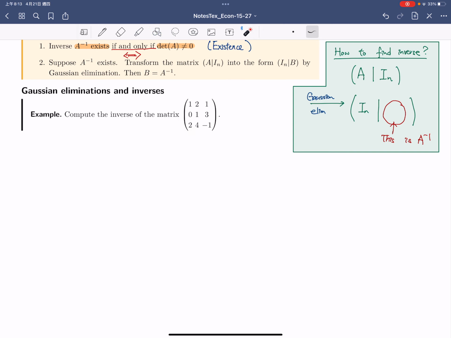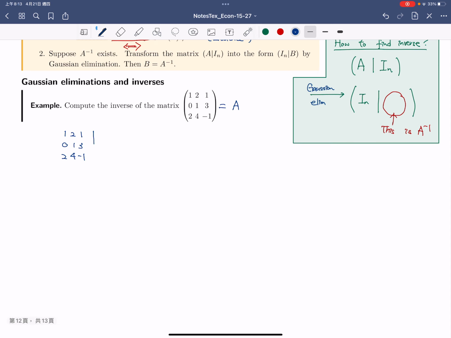So how do we do that? Firstly, I copy down this matrix: 1, 2, 1, 0, 1, 3, 2, 4, minus 1. So let me give it a name. For example, I call this A. The method is I insert an identity matrix next to it. So I insert 1, 0, 0, 0, 1, 0, 0, 0, 1 next to it. So this is what I call A, and then with identity I3 next to it.